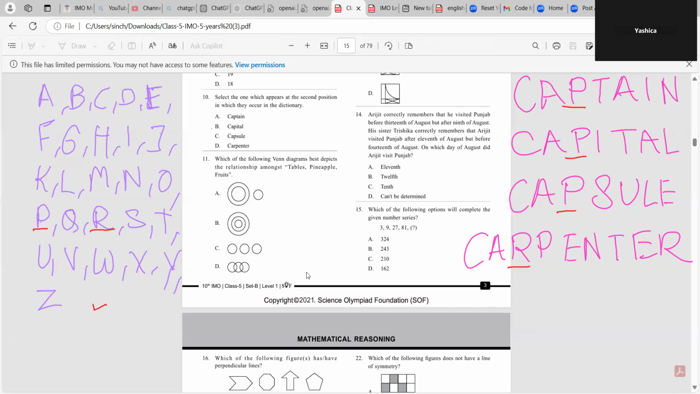The different letters are P and R. P occurs first. So R is cancelled. Carpenter is cancelled. Carpenter cannot be at the first, it will be at the last.